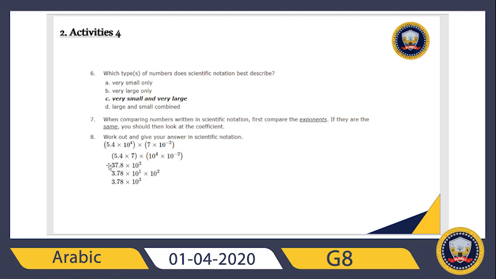Am I done? No, because the question asks to give the answer in scientific notation. Now, my coefficient here is greater than 10. I need to make it between 1 and 10. So this number, 37.8, is 3.78 times 10 to the power of 1. Now, this number, of course, was already multiplied by 10 to the power of 2. Now I multiply these two tens, 10 to the power of 1 times 10 to the power of 2. So this is 10 to the power of 3. So my final answer is 3.78 times 10 to the power of 3 in scientific notation.